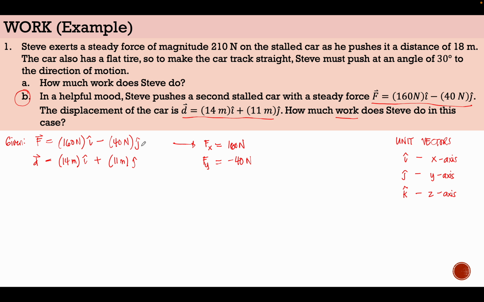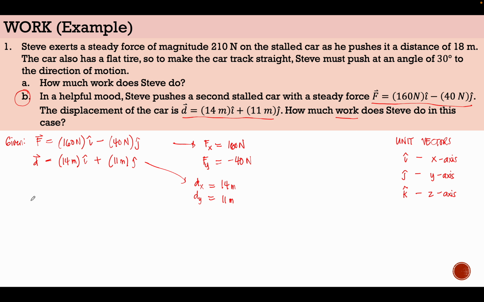So we have negative j hat. So that is our force in terms of x and y components. Now, also for our displacement, we have d sub x and d sub y. Our d sub x here is 14 meters and our d sub y is 11 meters. So how can we solve for the work done in this case?